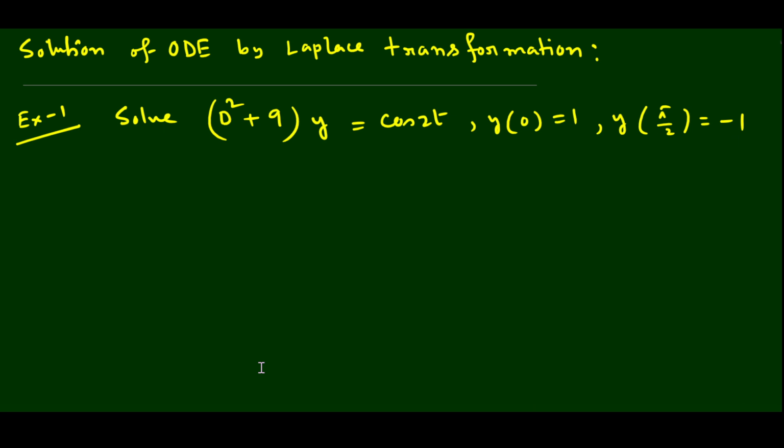Okay, so let's start. Here I have taken a problem where we have to solve D square plus 9 y is equal to cos 2t, and some initial conditions are given: y of 0 equals 1, and y of pi by 2 equals minus 1.